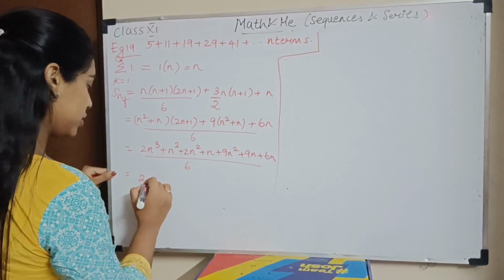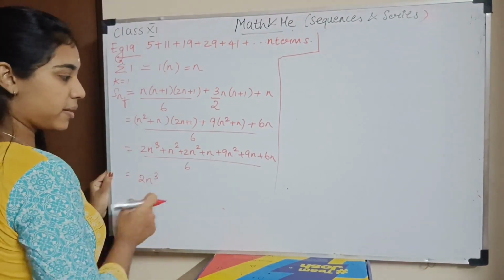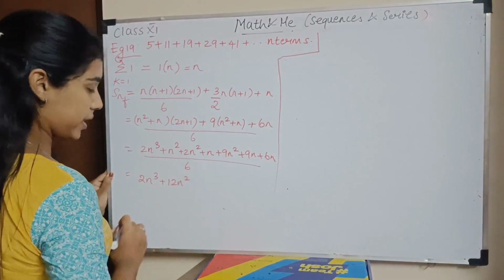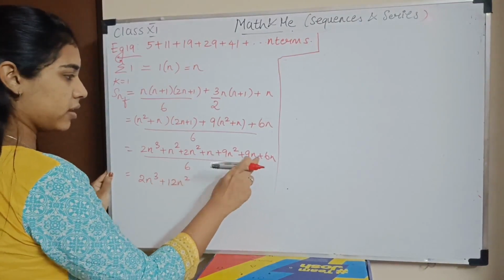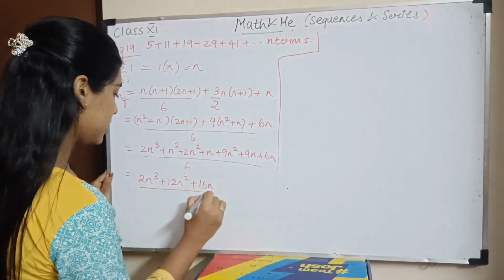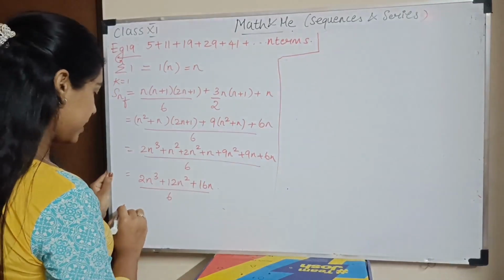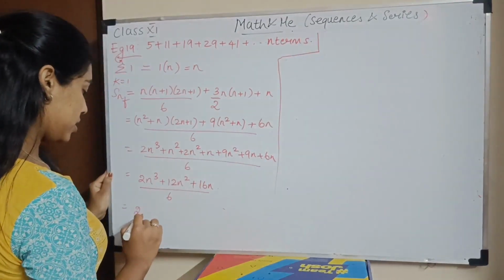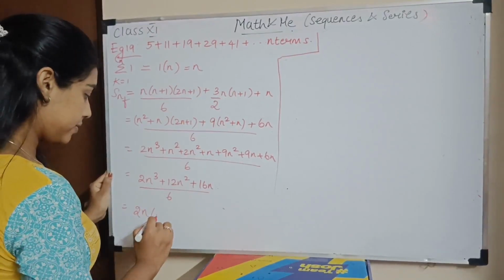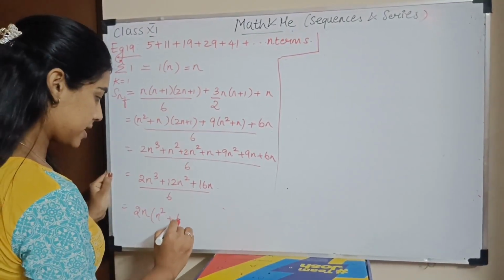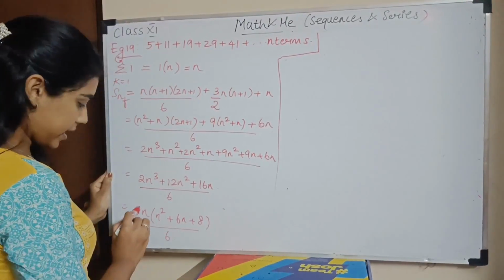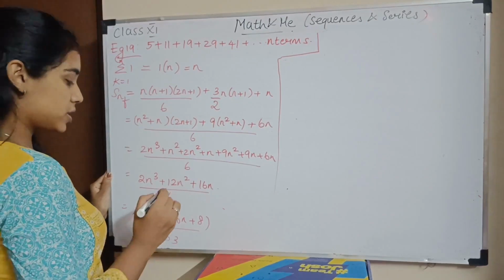What do I have? 2n cube, n square, add 9 plus 2 plus 1, which is 12n square. Then I have n, 9 plus 6 plus 1, which is 16n divided by 6. So I can take the 2 outside. I can take 2n outside. So I have n square plus 6n plus 8 divided by 6. So I can cancel 2 and 6. So what am I left with?